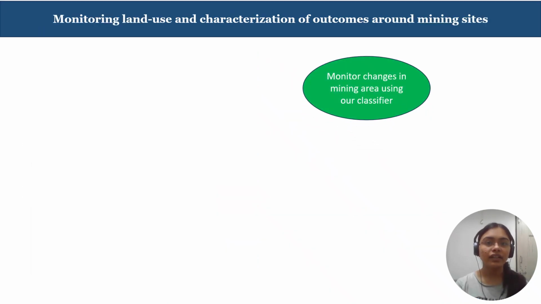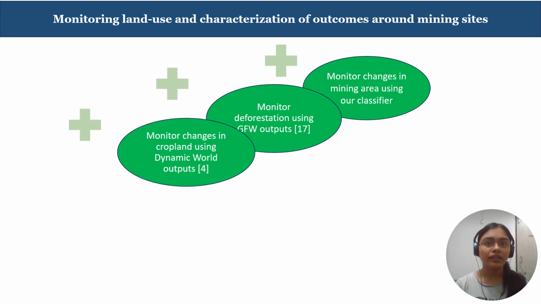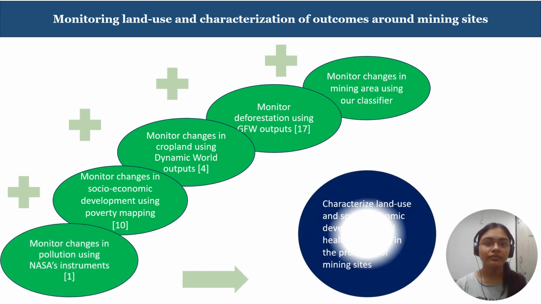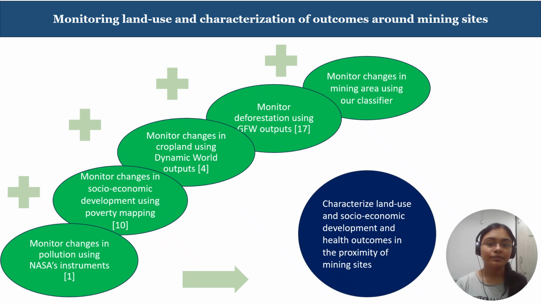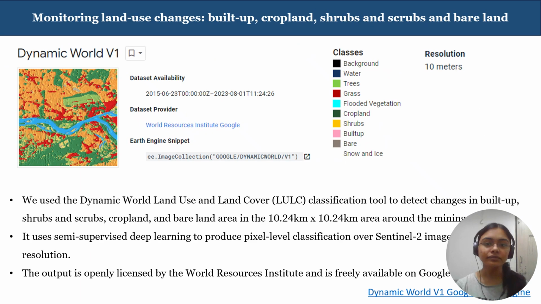Now, once we have the classifier that can monitor the spatial extent of mines, we also track other land use changes that are taking place due to the expansion of mines or reclamation of mines. We then also evaluate how these changes lead to socio-economic development or health outcomes in the subdistrict in which the mines are located. We use the Global Forest Watch output at a resolution of approximately 30 meters to track tree cover loss at each pixel around the mining site. We use Dynamic World at 10-meter resolution to track changes in land covers such as built-up, croplands, shrubs, and bare lands at each pixel.